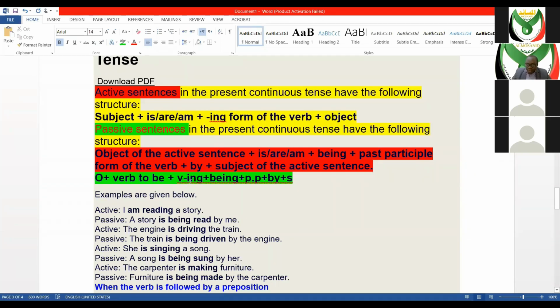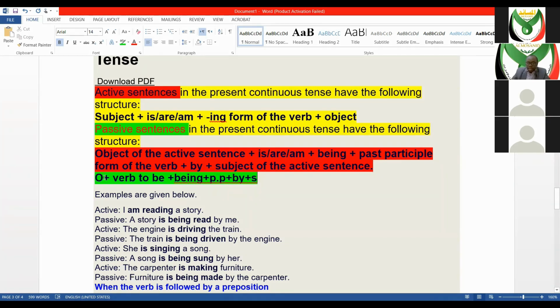Plus verb ing. Verb ing is the main verb, plus being. One minute, let us take this one. There is no ing in the passive sentence. In the passive sentence there is no ing.